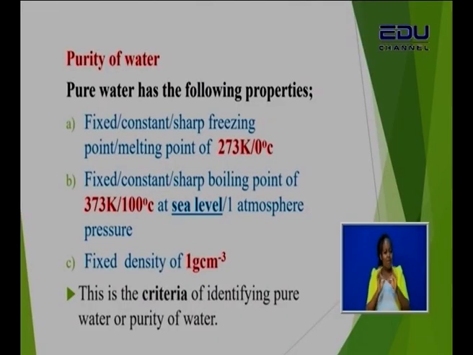So when you boil it at sea level, it should be boiling at 100 degrees Celsius, or 373 Kelvin. If you have to melt it, it should be melting at 273 Kelvin or 0 degrees Celsius. Those are three criteria for determining the purity of water.